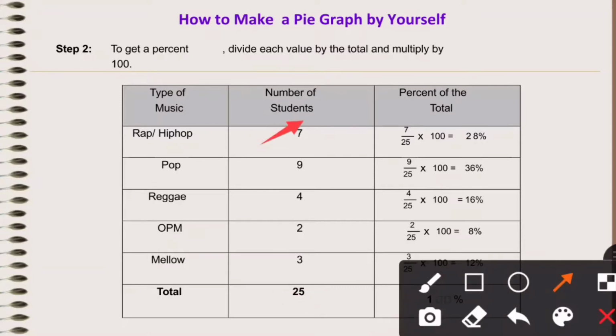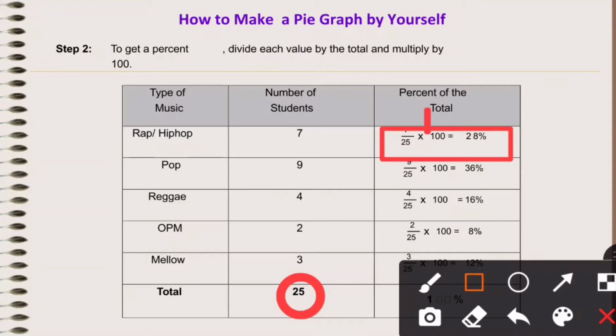We have hip hop 7. The total number is, the sum is 25. So all you need to do is to divide and multiply it by 100. Okay? Pop, 7 divided by 25 times 100 is equal to 28%.